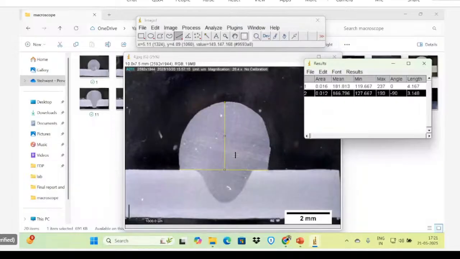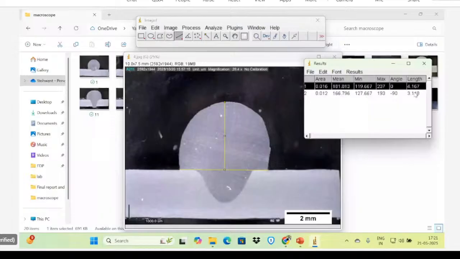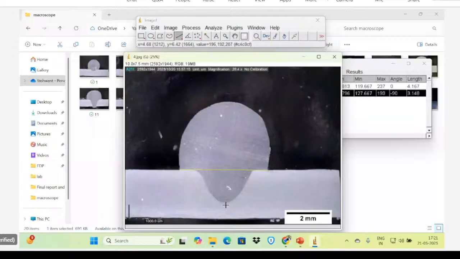So two things we have calculated. This is the weld width. This is the reinforcement height. And now we can measure the penetration depth.